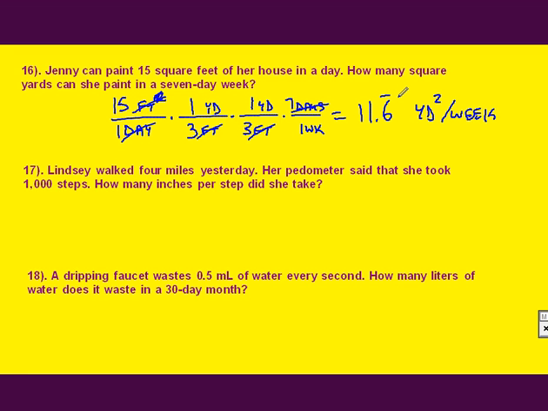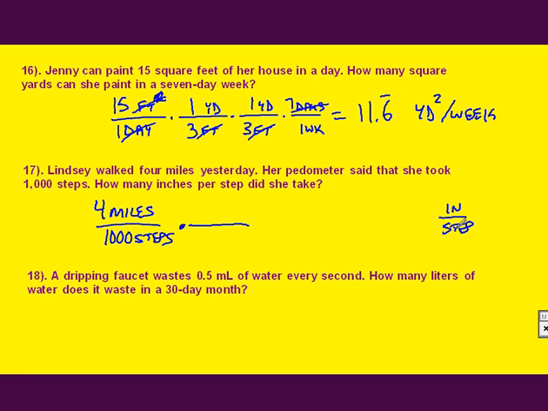All right, 17, walking 4 miles. It's 4 miles per how many steps? It was 1,000 steps she took. 4 miles per 1,000 steps. And we want to know how many inches she took per step. So my answer needs to be in inches per step.